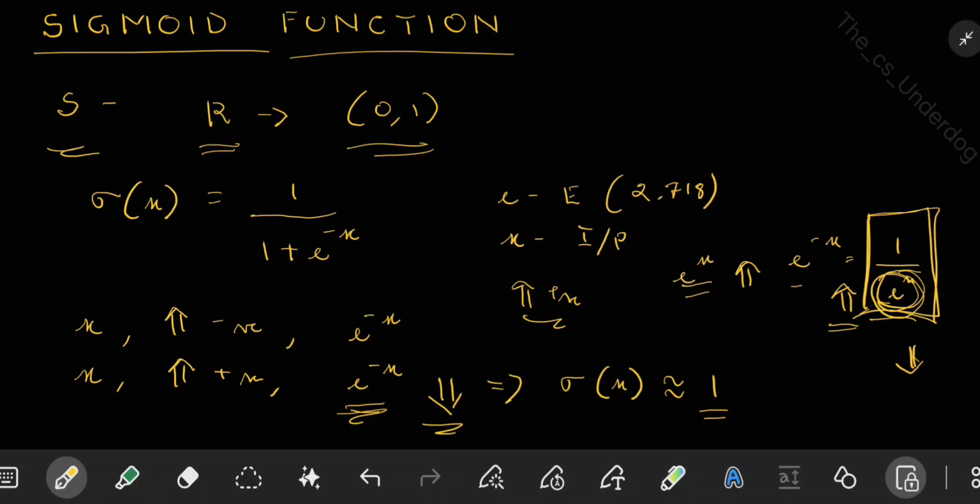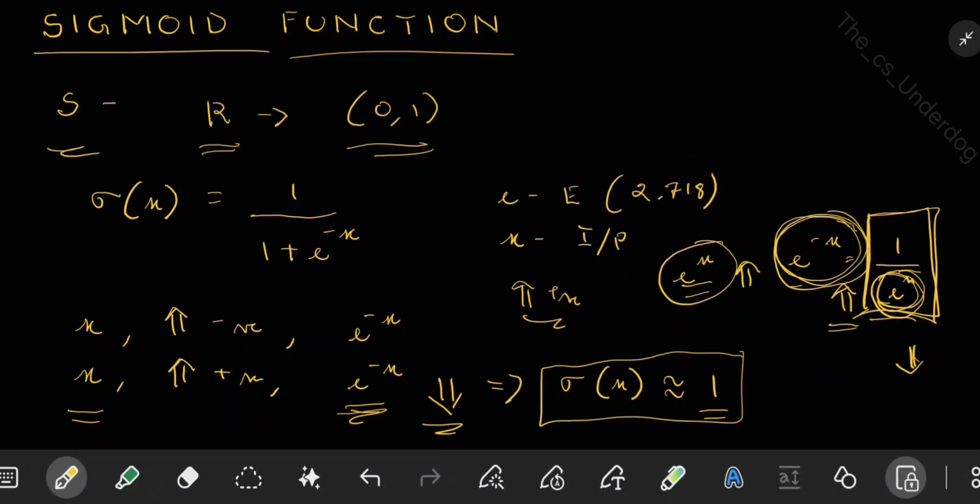The root is clear, right? Whenever x is very large, your e power x will be very large. If e power x is very large, e power minus x should be very small but positive, slightly above 0 or just near to 0. Then you can almost ignore this e power minus x if x is very large. If that is the case, then 1 by 1 plus e power minus x will be almost 1, right? This is how your sigmoid function will take at max value 1.